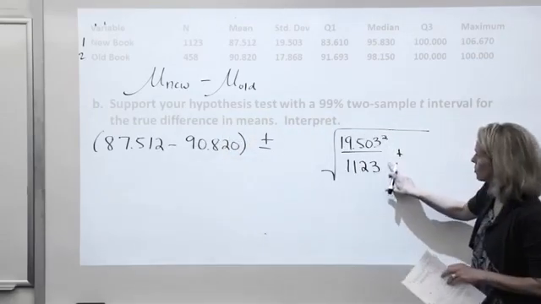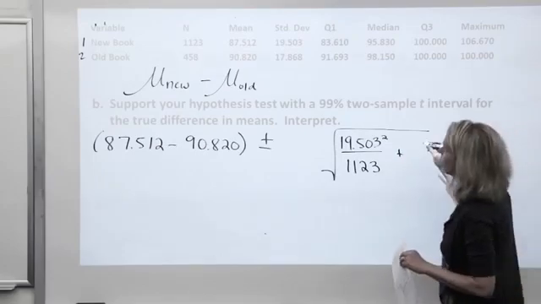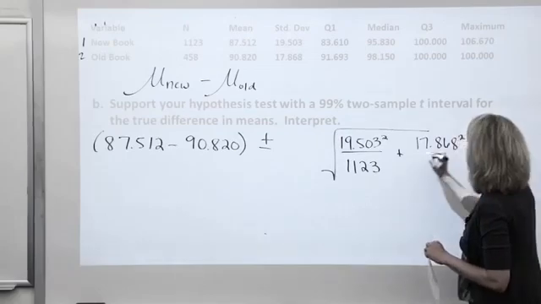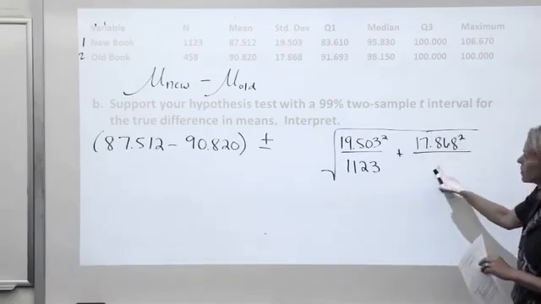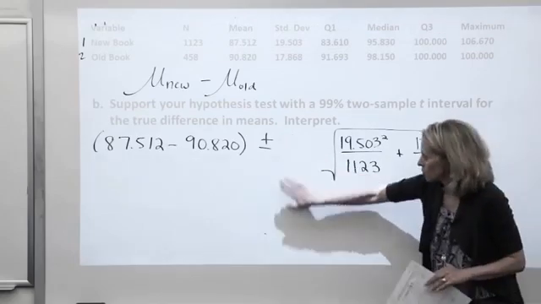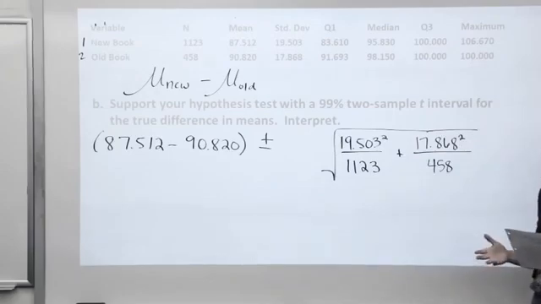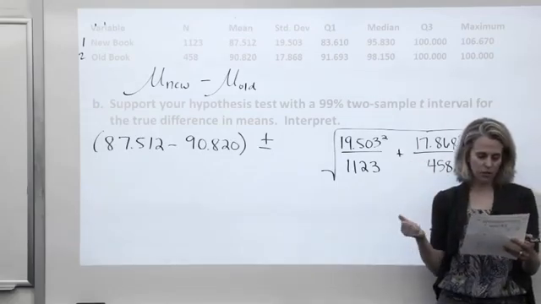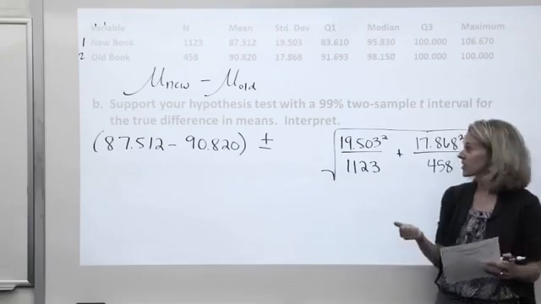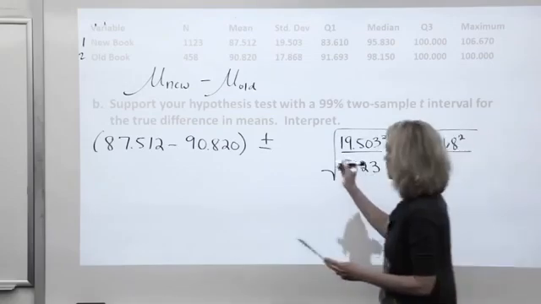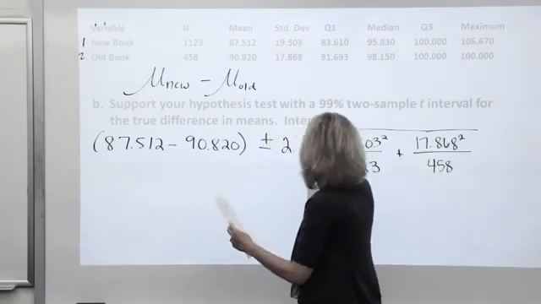So this relates to the new book. For the old book, the standard deviation was 17.868, that gets squared. And in the old book, our sample size was 458. This t-score that goes here, again, you can get the value from StatCrunch. Somewhere back up in Part A, you're given the degrees of freedom for the problem, and this is a 99% confidence interval. So make sure you can get this, but the critical t-score here ought to be 2.581.